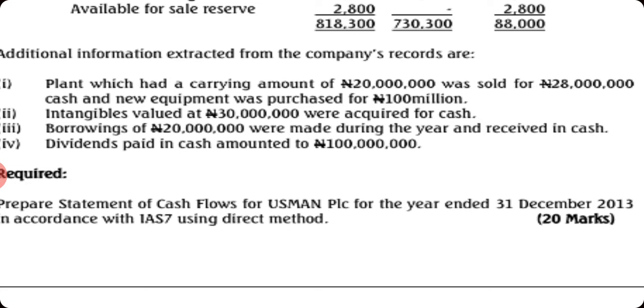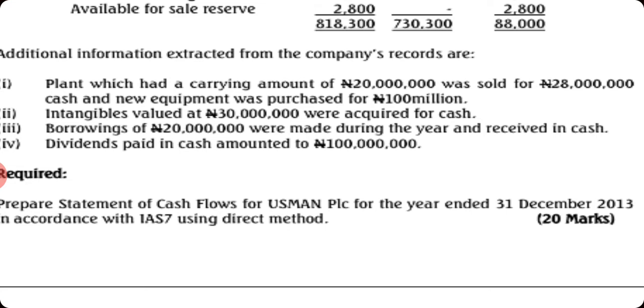The next is intangibles valued at 30 million naira, which were acquired for cash. Now you can see that during the year we made an acquisition of intangible assets to the value of 30 million naira and we bought this in cash, all right?